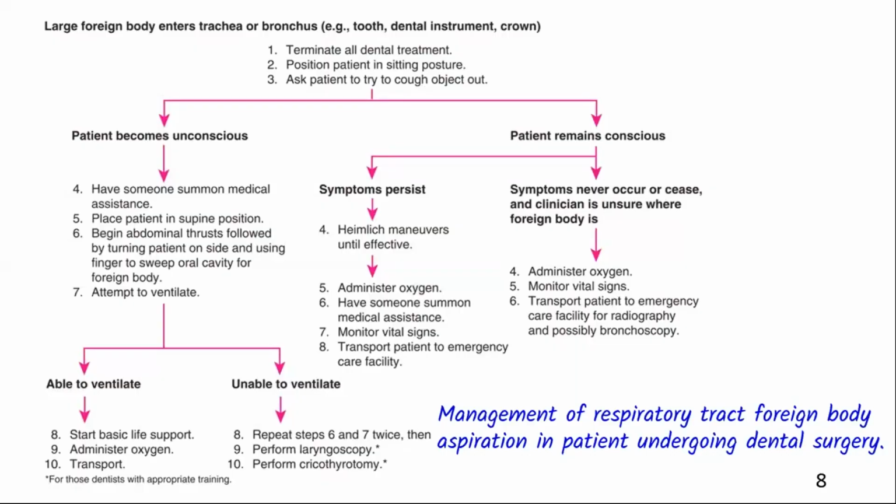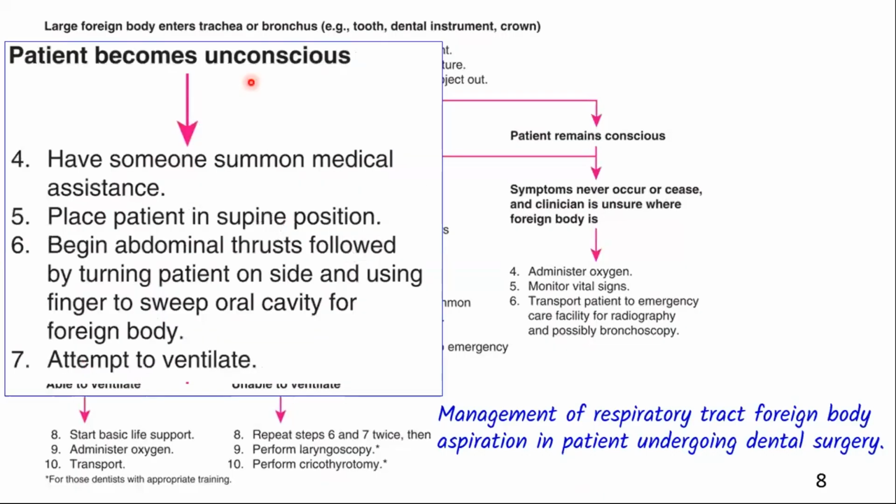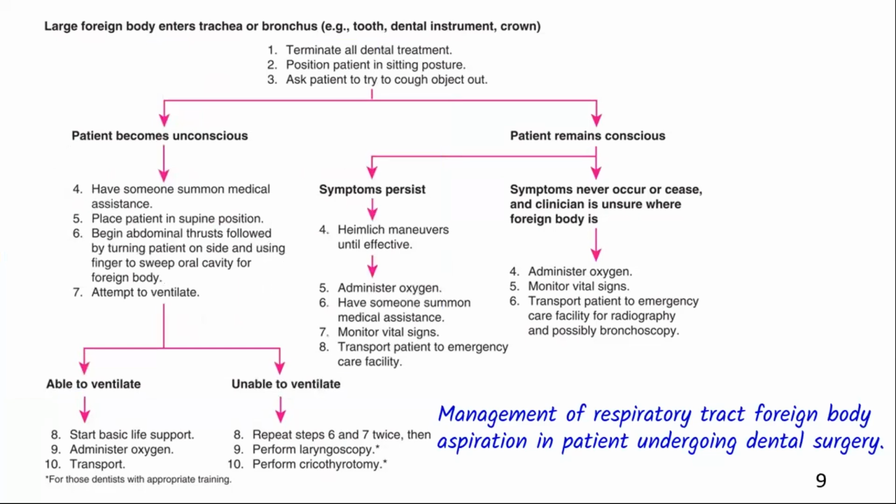If the patient becomes unconscious, immediately have someone call for medical assistance. Place the patient in supine position to perform abdominal thrusts. After each thrust, turn the patient on their side and perform a finger sweep to remove any foreign object. Attempt to ventilate the patient.